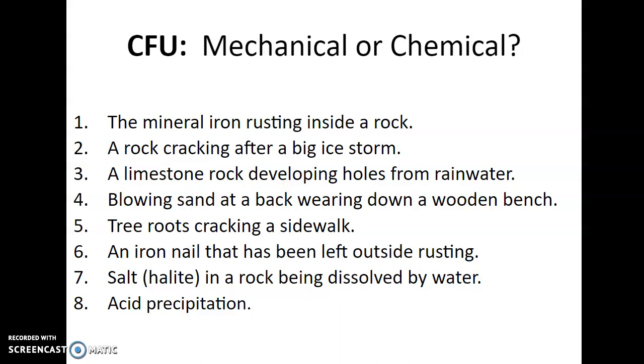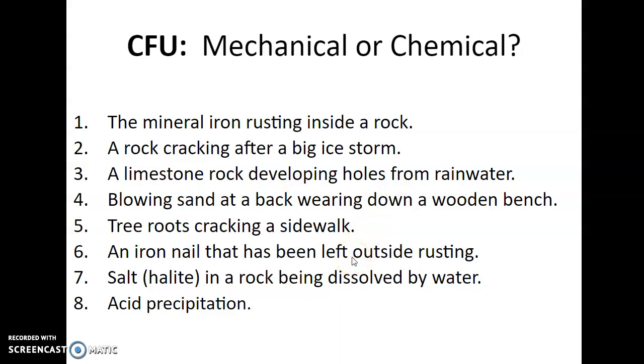An iron nail that has been left outside rusting. This is an example of chemical weathering. Salt or halite in a rock being dissolved by water. This is also an example of chemical weathering. And then lastly, acid precipitation. This is also an example of chemical weathering.